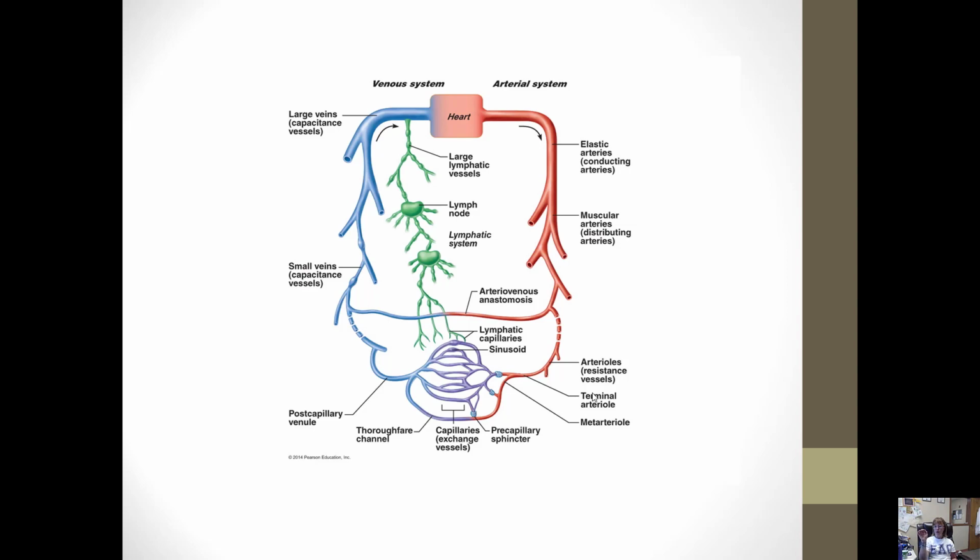So we have blood vessels that are dividing and dividing and dividing as they move away from the heart, and then they are coming together as they come back to the heart. So we have branches, and then tributaries as they're coming back. And so the capillaries are going to come together and form the postcapillary venules.